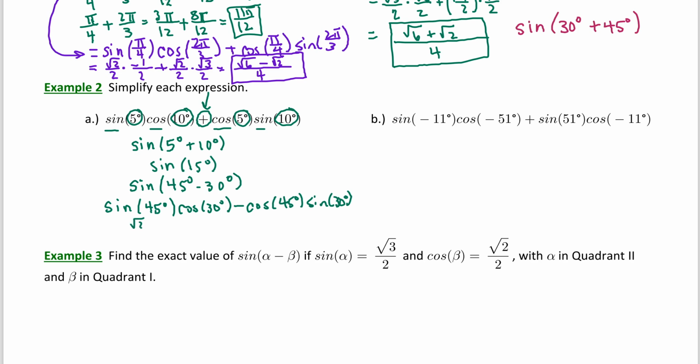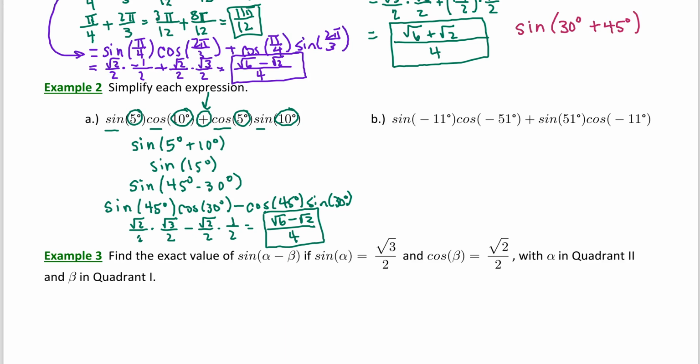Sine of 45 degrees is the square root of 2 over 2. Cosine of 30 is square root of 3 over 2. Cosine of 45 is square root of 2 over 2. And sine of 30 is 1/2. So this gives us square root of 6 minus the square root of 2 over 4. Now remember, you can check that with your calculator and you find out that's the correct value.